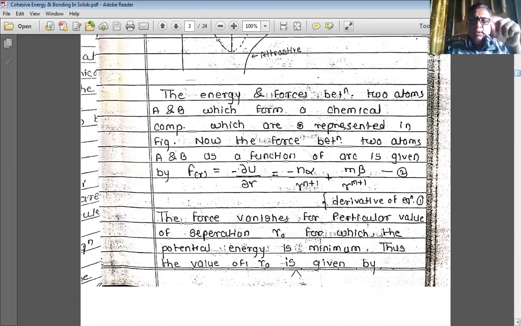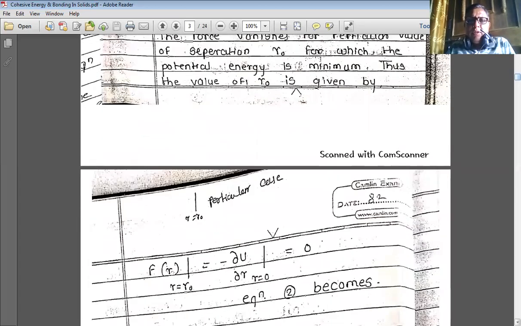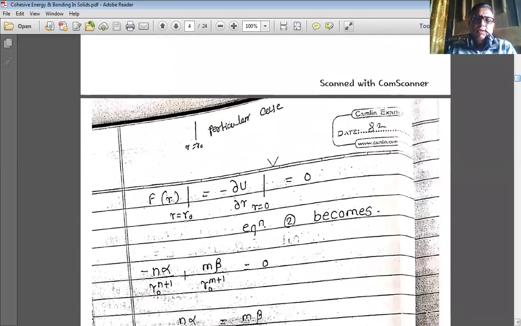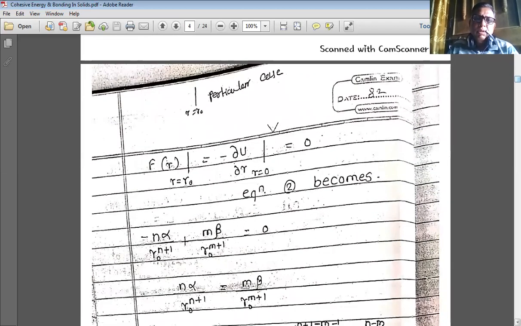r₀ is the value of the separation for which the potential energy is a minimum. Thus, the value of r₀ is given by the condition dU/dr = 0 at r = r₀, and this equals 0. This gives equation 2.